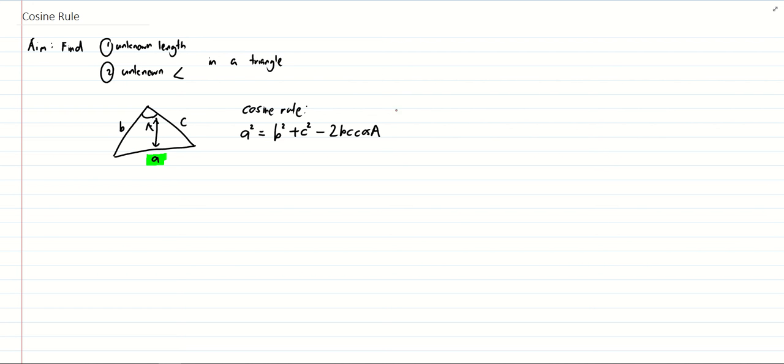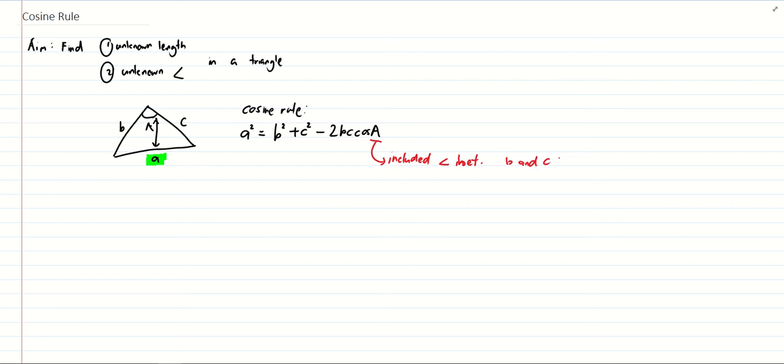Also take note that your angle A is the included angle between b and c. So not only is it opposite the length that's on the left hand side, but it's also the included angle in between b and c.